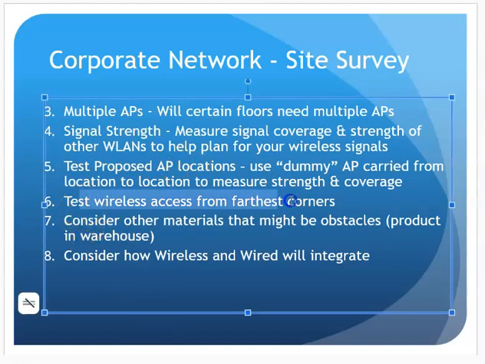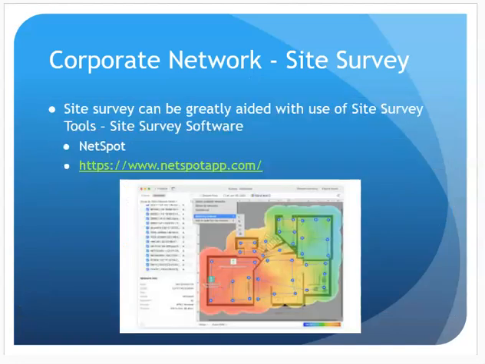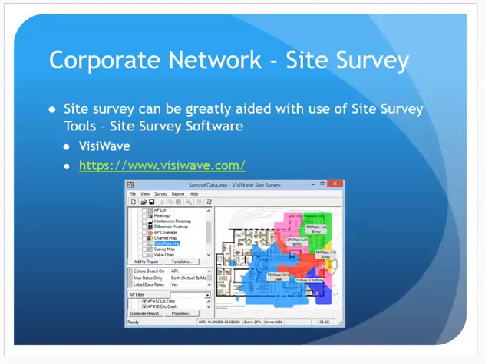And then test for corners of your building. Other products might be in there that might be affecting your signal, especially if you have an open area, like products in a warehouse. And then also consider how the wired and wireless would connect together. That's when they mention things like doing a site survey and using site survey tools. There are actually applications and tools out there that you can use to do a site survey and figure out your signal strengths and also your dead areas in a building, especially if you have anything in place to begin with.